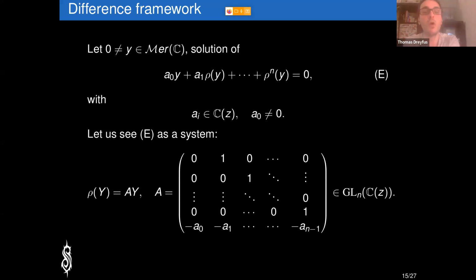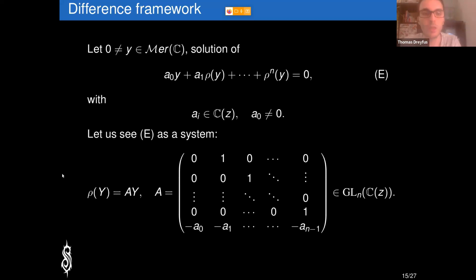So let Y be a solution of a functional equation. I will divide by the highest order term, and I want to have a really order n equation. So without loss of generality, I may assume that A0 is not 0. And let me see the equation as a system, because it's much more friendly to handle systems. That is the reason why I consider An equals 1, because the companion matrix is much simpler to write.